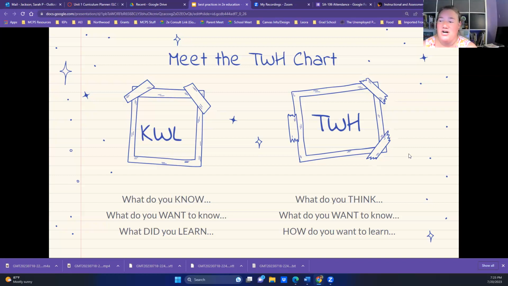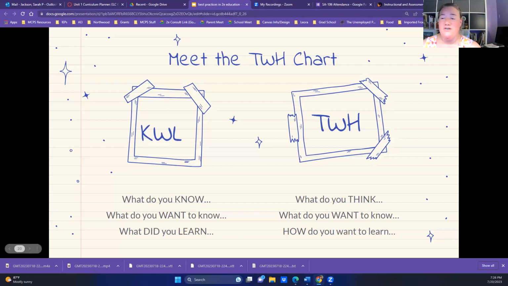What a THW chart does is asks, what do you think about this? So it's really saying, you might not know anything, but you have thoughts. Most of our kids come to the table, all of our kids, everyone comes to the table with thoughts, with perceptions, with ideas. And so when we're asking them to approach a new subject, we're asking for what their thoughts and opinions are on that subject already.